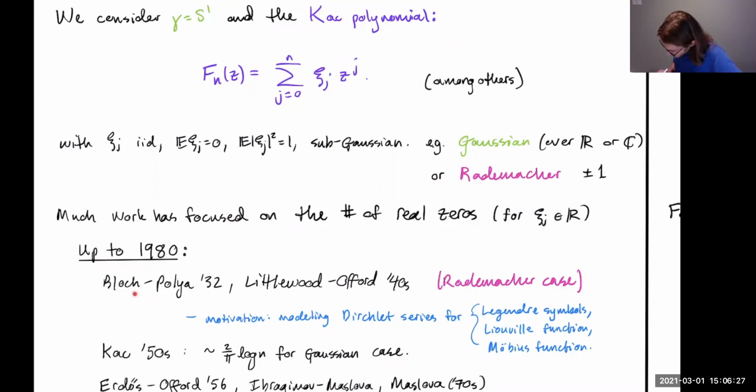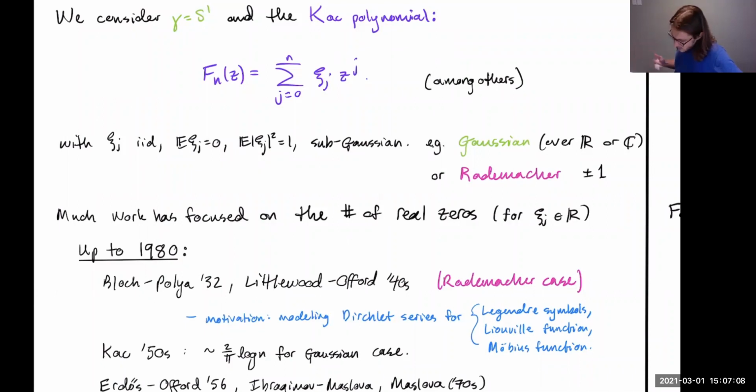But the one motivation that they stated is that you could take these as a model for Dirichlet series for things like Legendre symbols or the Liouville function or Möbius function. These are sequences of plus or minus ones and sometimes zeros for which there are pseudo-randomness heuristics. So what if you just replace them by IID signs? Then you can sort of model Dirichlet series. And there's some implication between the number of real zeros for these Kac type polynomials and for Dirichlet series if you sum out to infinity.